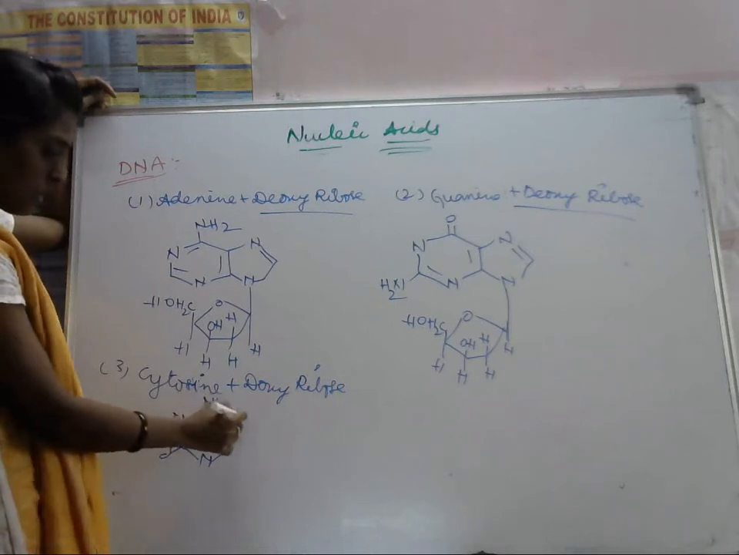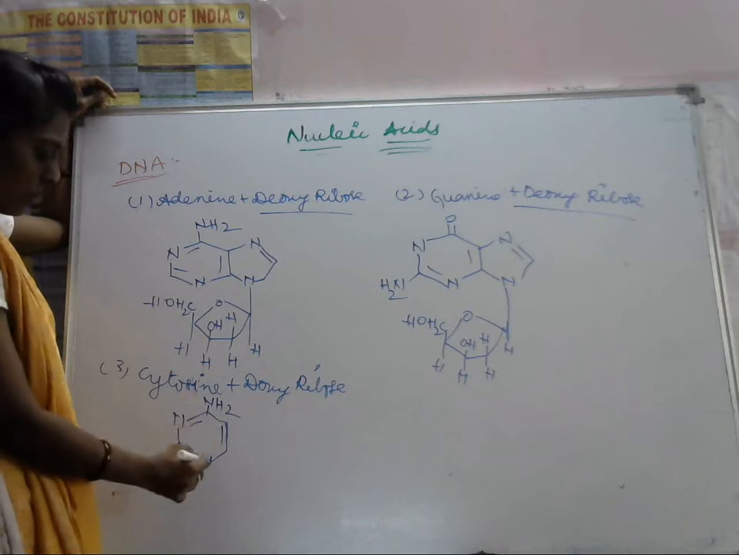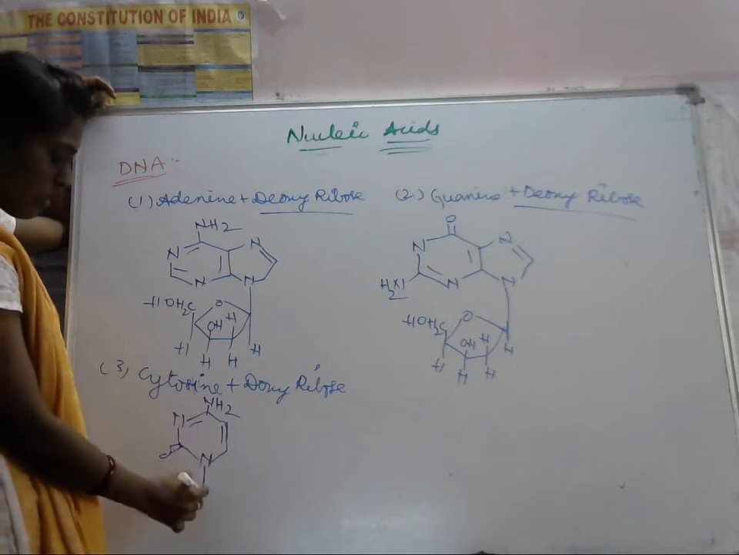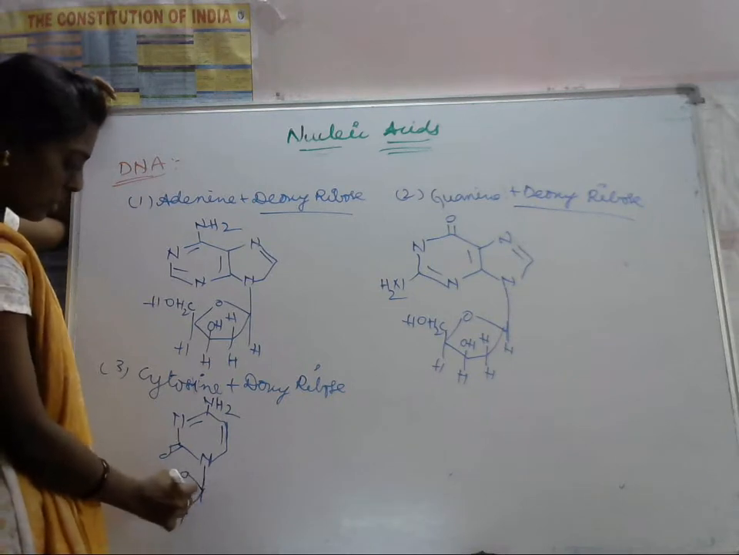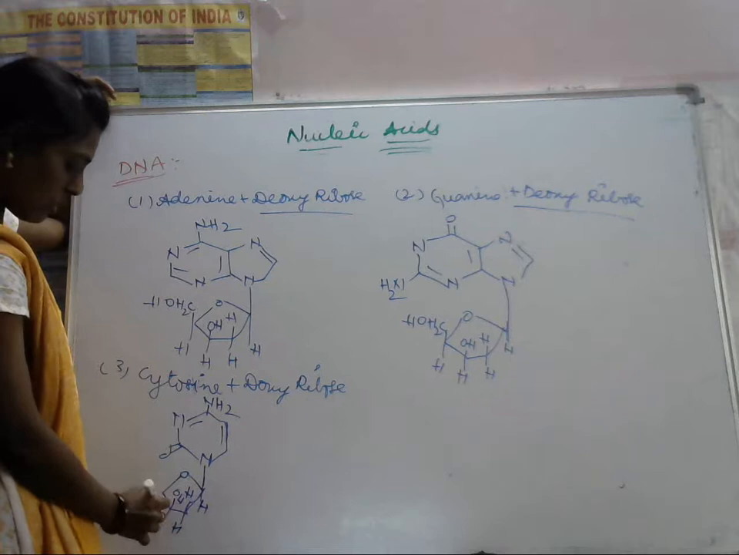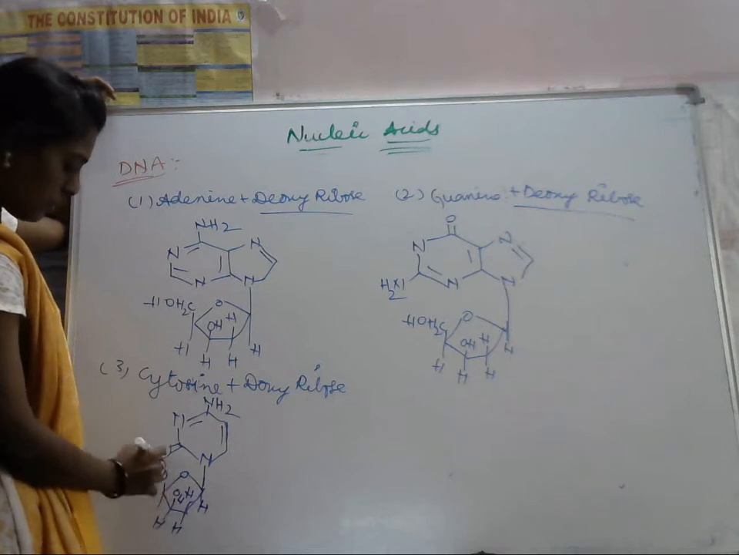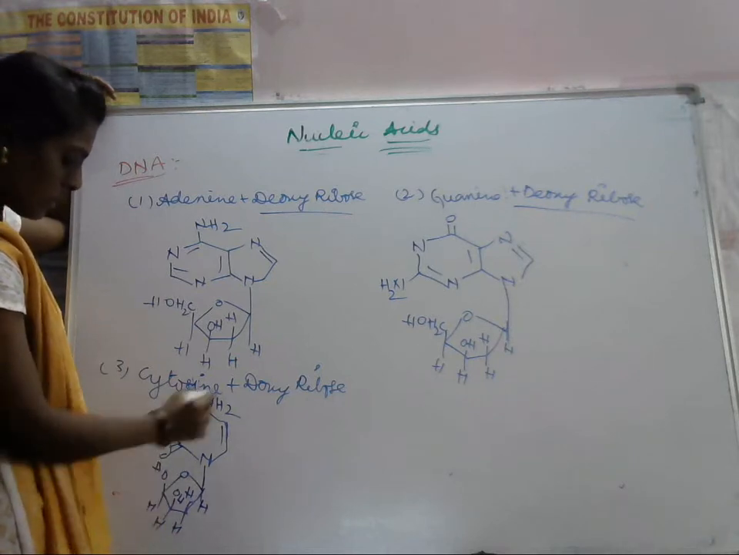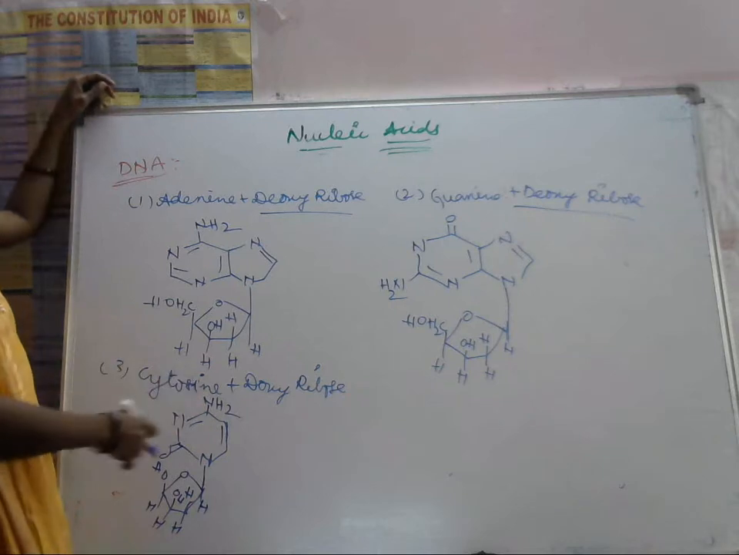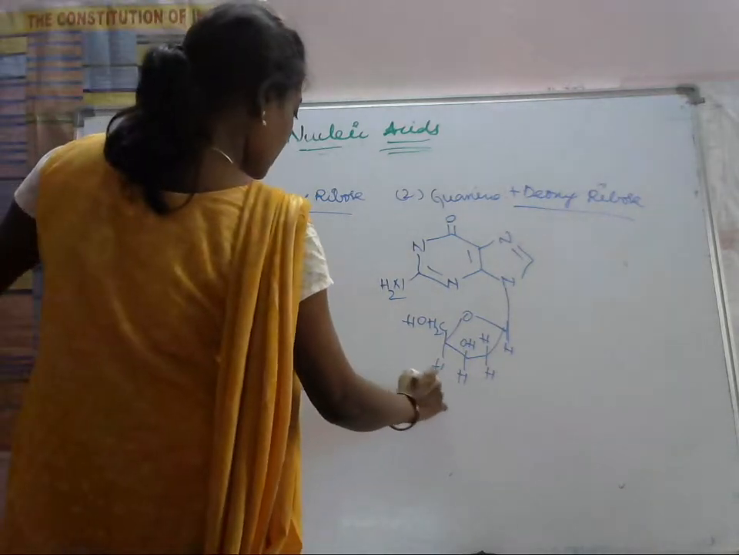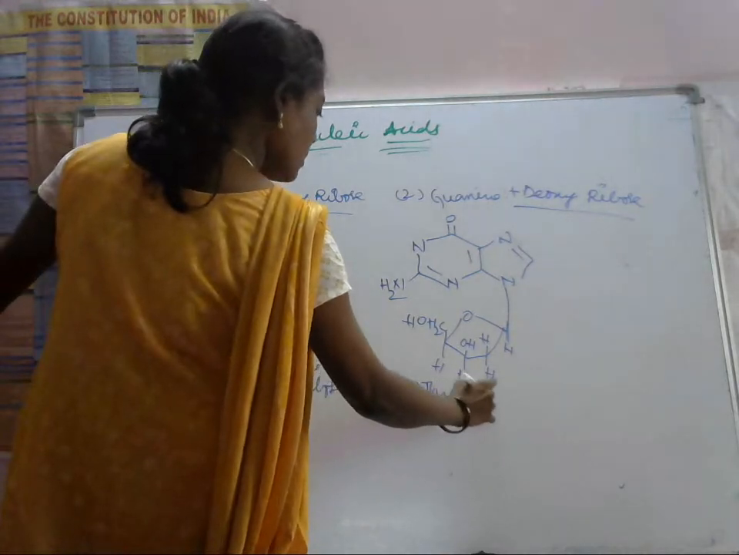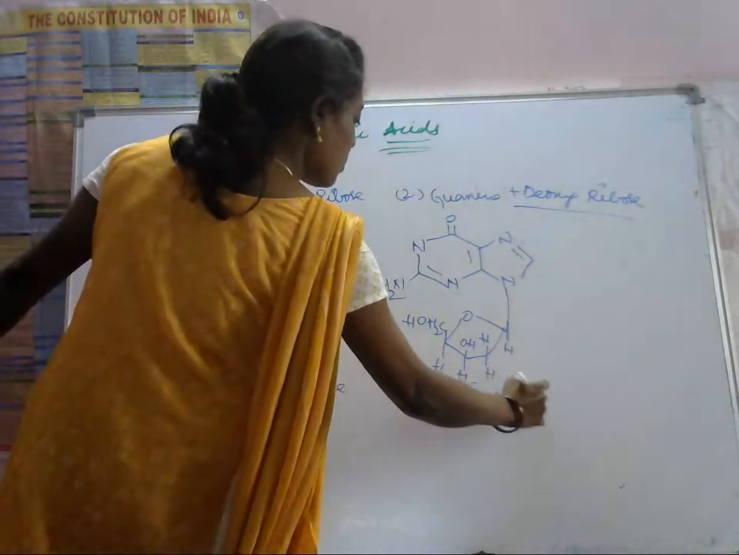The NH2 group is there. There is a bond formed between this nitrogen and the ribose sugar. Here H, there is no OH. Okay, this is the cytidine. Next one, thymine. Thymine plus ribose sugar.